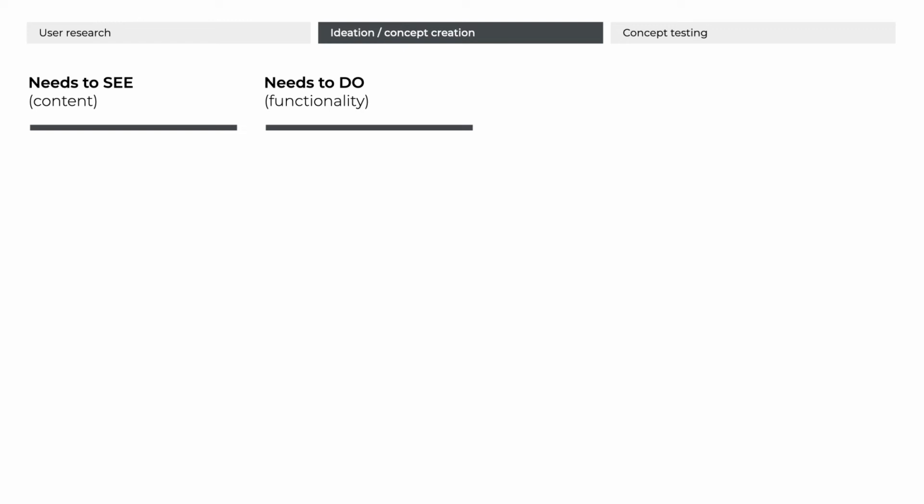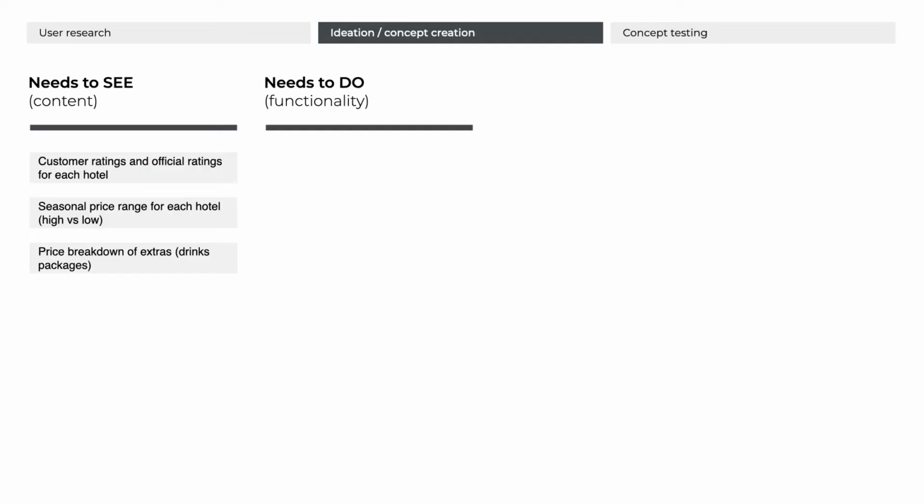So as a starter, what I always try to do is get a piece of paper, draw a line down the middle of it, 2 columns. One is someone who's using this, what do they need to see? So what content needs to be there? And then what do people need to be able to do? So what functionality, effectively? And then just start listing them. So I think this is looking at hotels and travel. So, for example, I want to see ratings by customers and official ratings for a hotel. I want to see a seasonal price range for a hotel, and I want to see price breakdowns of extras, so like drinks packages, things like that.